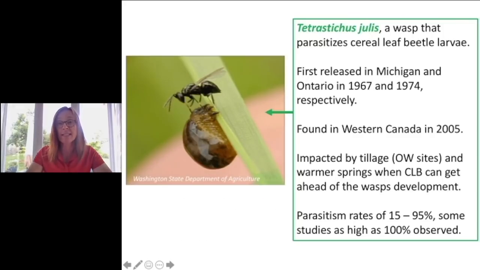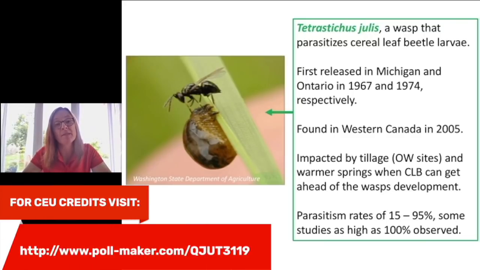So a key one is T. julis. It's a wasp for cereal leaf beetle. When cereal leaf beetle first came to Michigan and Ontario way back, around before I was born, I'm not going to age myself, they released some of these wasps to see how well they could do. And now they're even finding them in Western Canada, which is great. That shows you it's really spreading out.